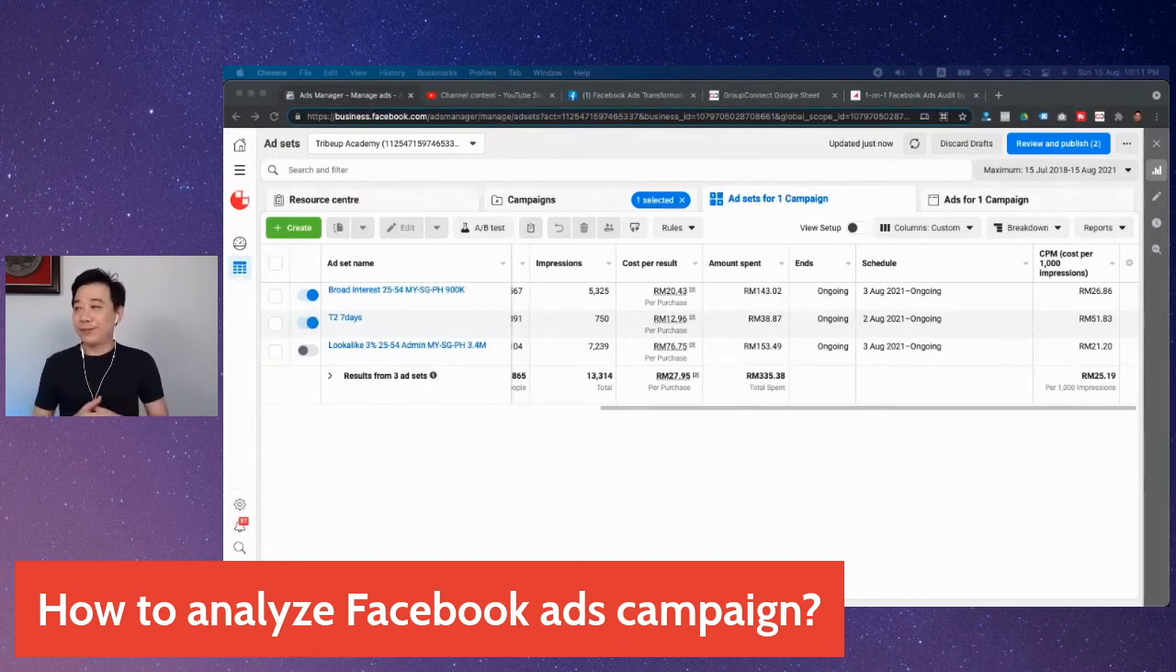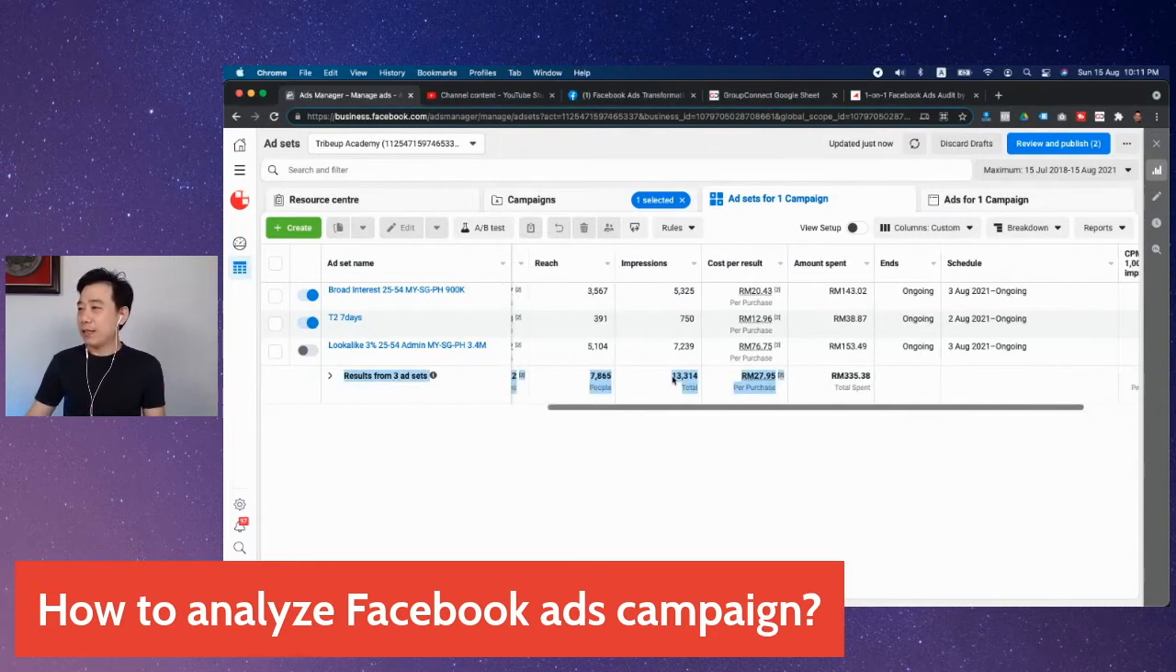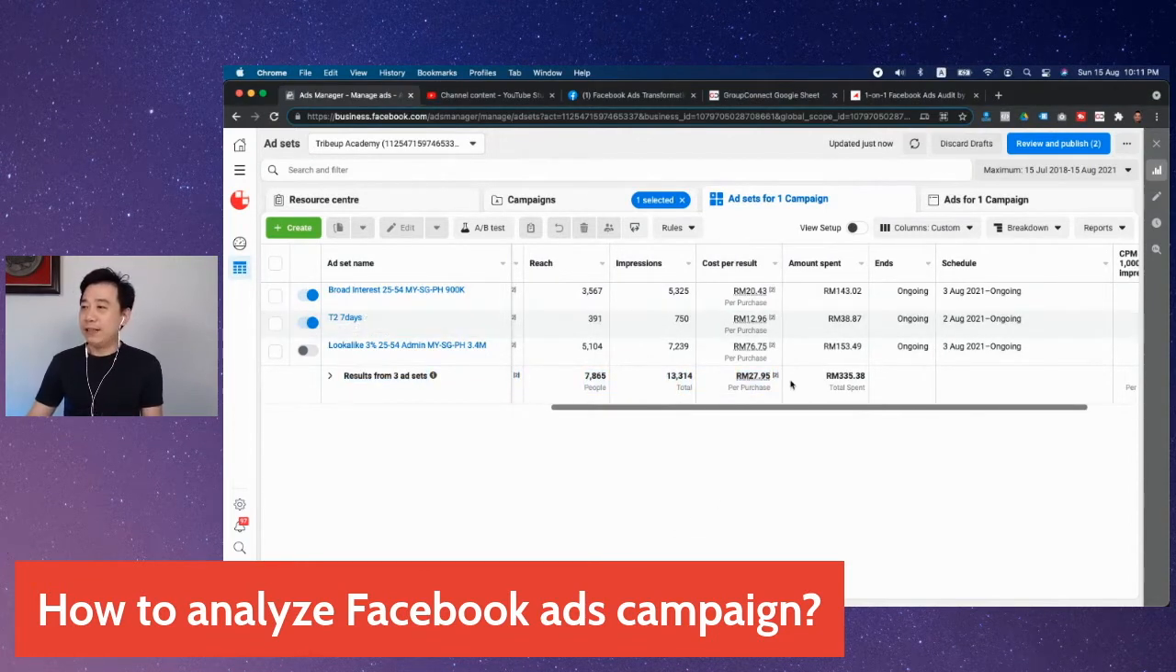When you're running ads, you sort of just look at the cost per result that's happening and think, okay, I can bear with this. For example, this is about 20 ringgit per purchase, I think it's fine, and my T2 is 12 per purchase. I'm comfortable. But then again, have you ever thought of finding out how you can improvise?